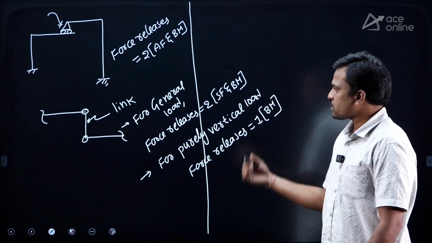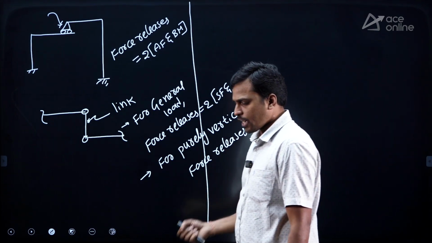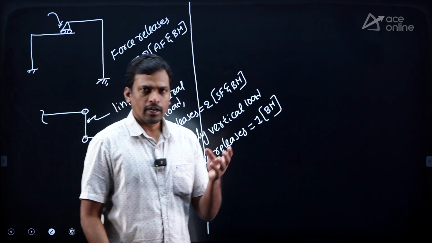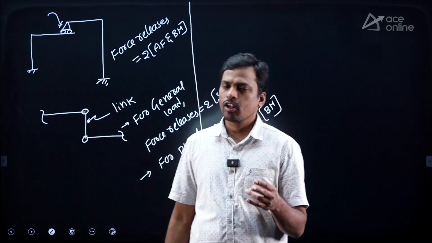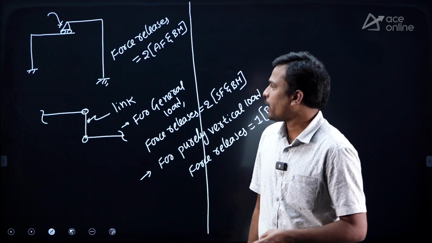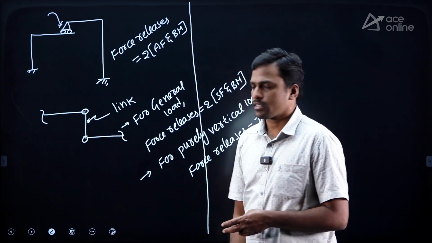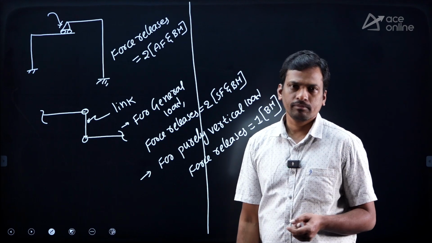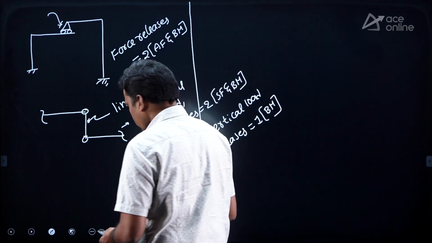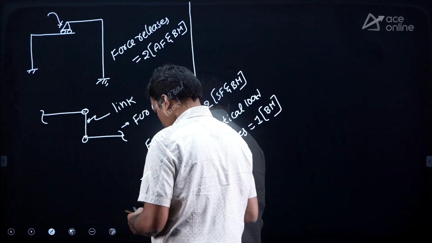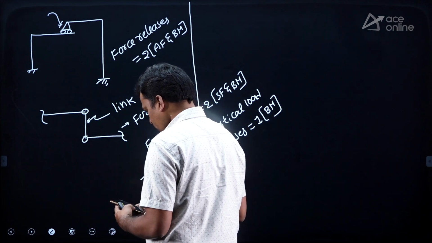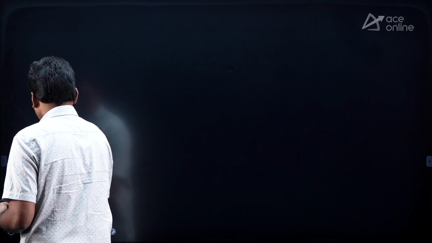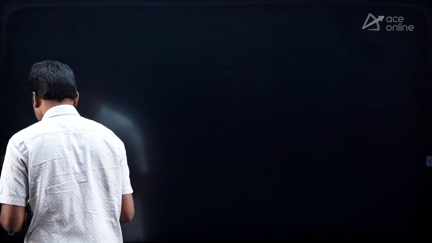So these concepts are required to find the static indeterminacy. What are the concepts you require? Number of reactions, number of equilibrium equations, and the next, force releases. Then you can solve any GATE question. Now I'll give one example here, just a few examples. If you find the static indeterminacy for this, then you can find the static indeterminacy for any structure.